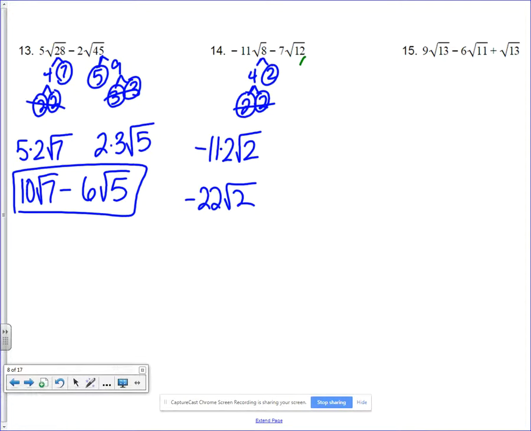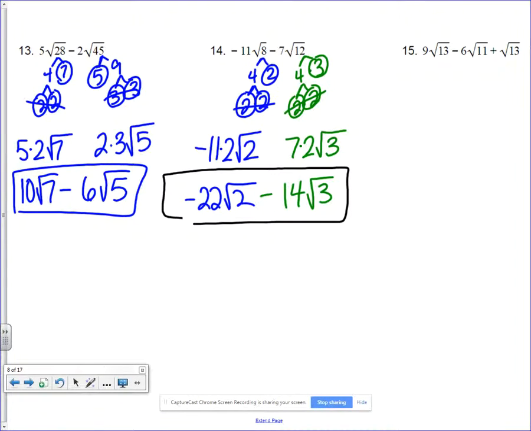4 and 3, or 6 and 2 if you wanted. Okay, so what was out there to begin with? Okay, what comes out? Okay, so, and it's a negative. But you still have to simplify them, guys. Okay?